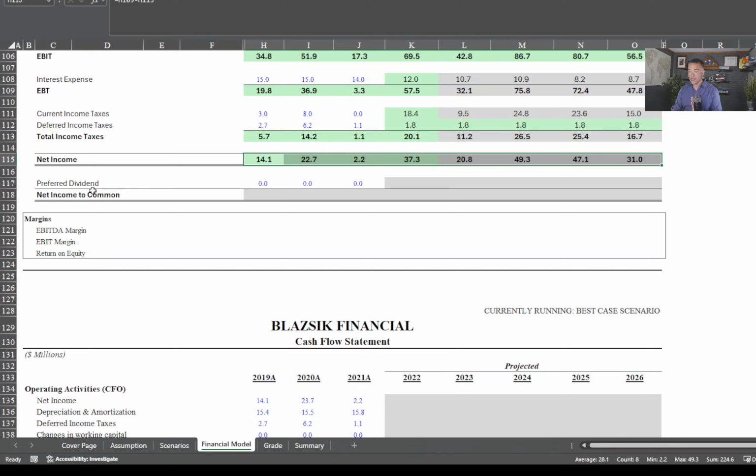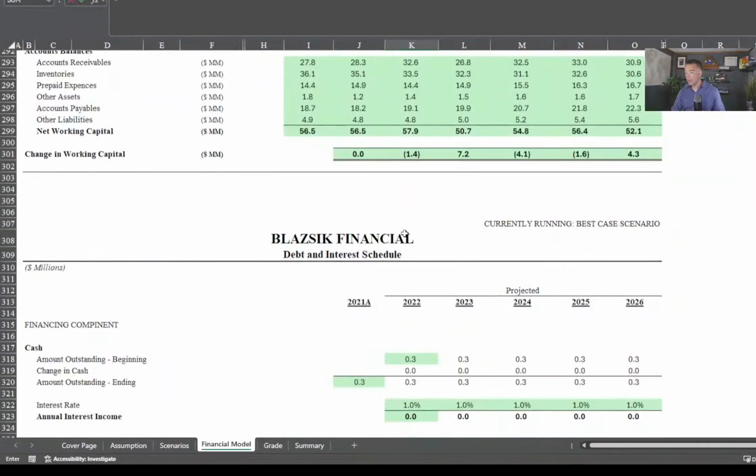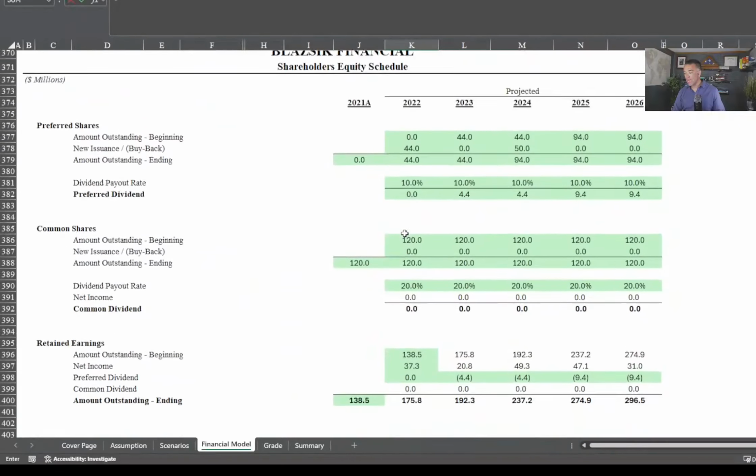I've got another section of preferred dividend. This is if we're doing financing activities. We have preferred dividends we must pay if we want to raise money for financing. Right now we have zero, but we have to get the projected preferred dividend in. That's going to be all the way at the bottom in our equity schedule.